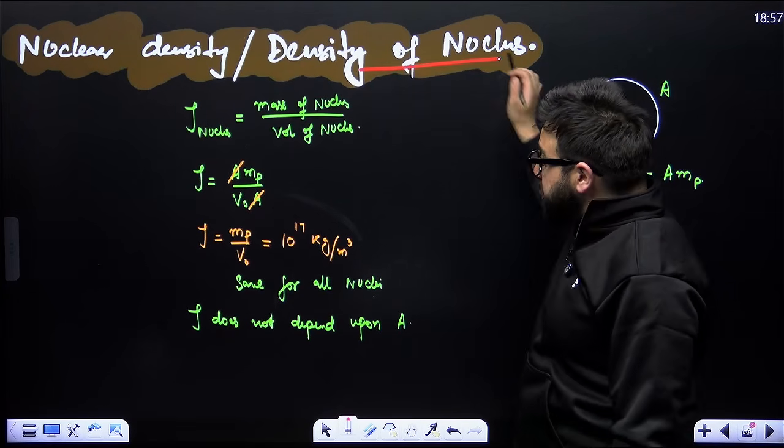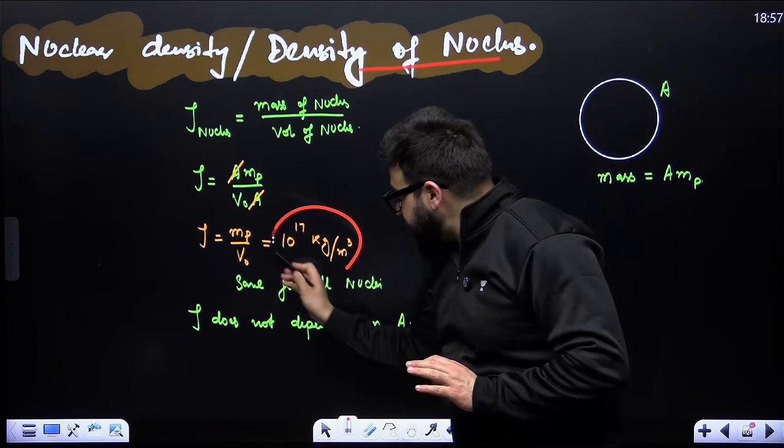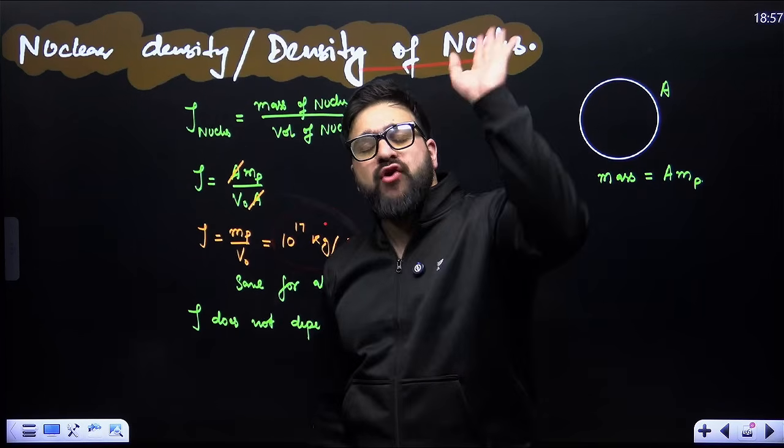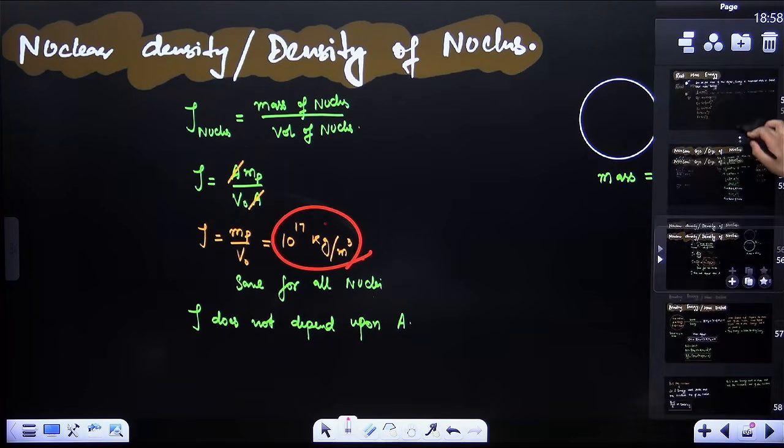Nuclear density: we say the density of the nucleus is simply 10 raised to the power 17 kg per meter cube. It is the same for all nuclei. It does not depend upon the mass number.